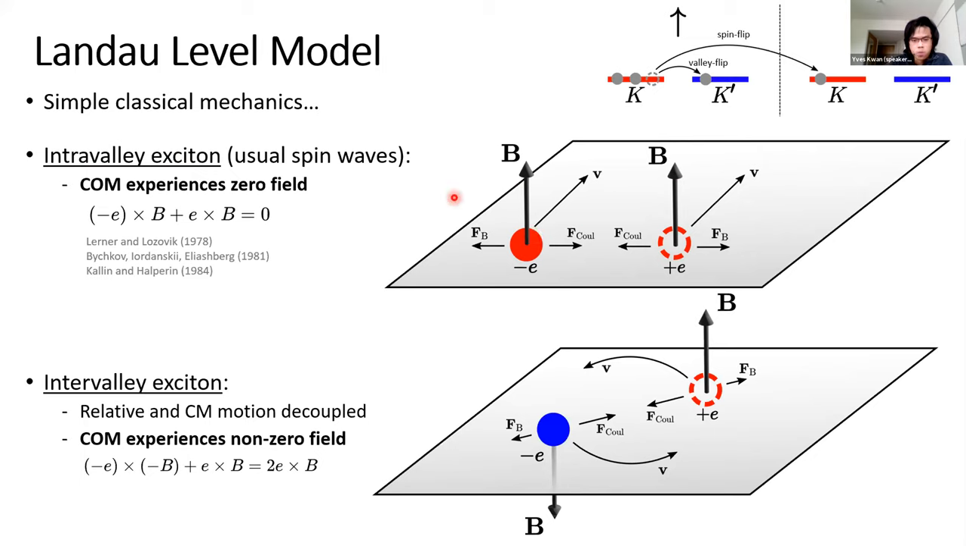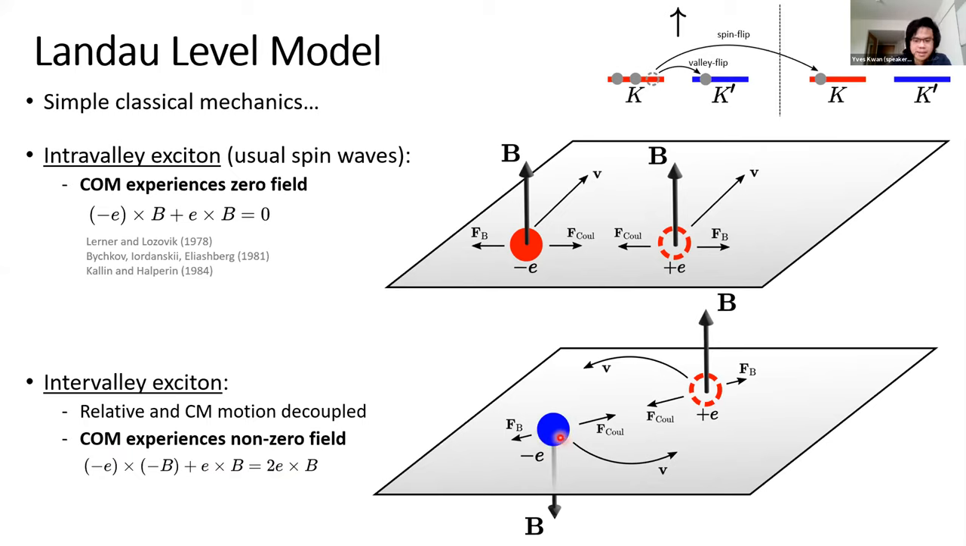And if you work through the equations, you'll notice that the center of mass of this whole exciton actually experiences zero net coupling to the magnetic field. And this means that you can actually consider excitons which basically have a conserved momentum and they basically can propagate in some direction, for example. Now, the intervalley exciton is very different because now the electron belongs to a different valley, so it has an opposite field. And if you work through the same equations, you'll find out that the center of mass experiences a net field. And indeed, it couples to the external field with twice the strength as the original electrons. And basically, this means that the center of mass is no longer free.